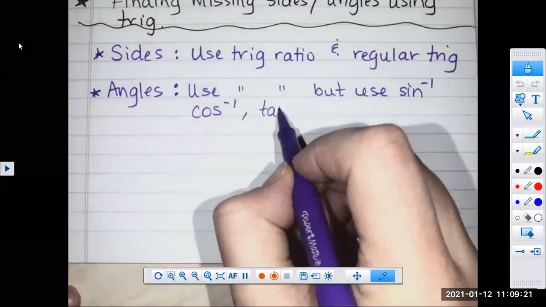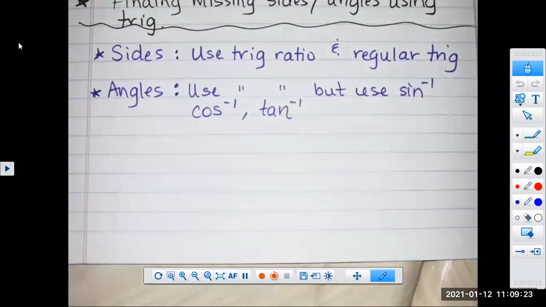That's for when you're finding missing angles. So the sine to the -1, cosine -1 on your calculator, that's for when you're finding an angle value. Otherwise, you use regular trig for sides.